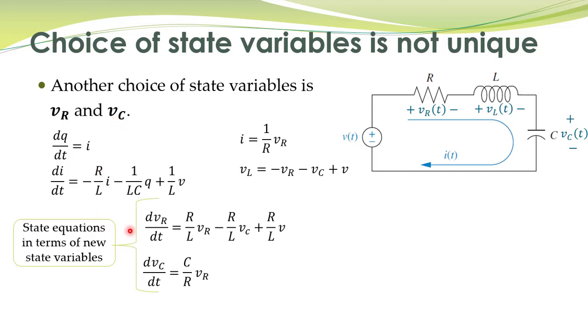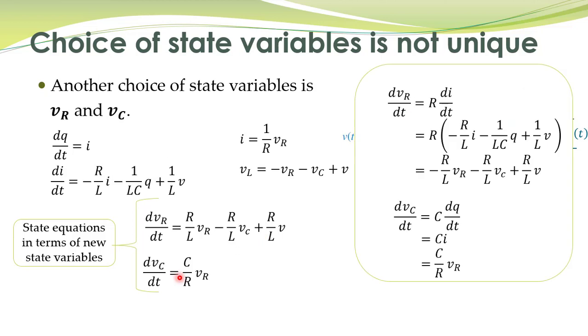So that is simple. For example, what is dvr by dt? That is simply given by this relation. You can easily verify it. That is done over here. So what is the conclusion of this slide? The state space representation and state variables are not unique. You can have a different choice of state variables as well.